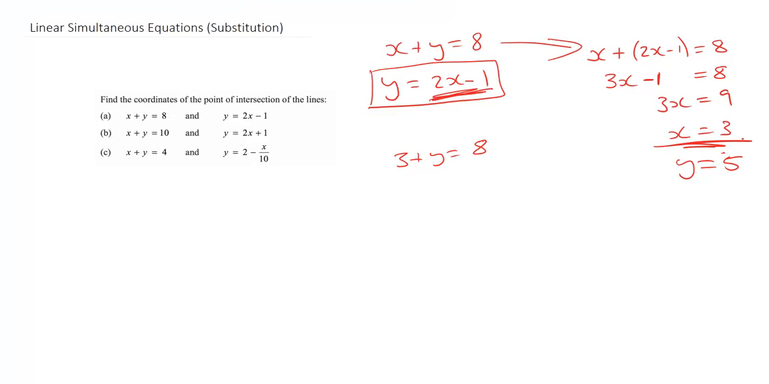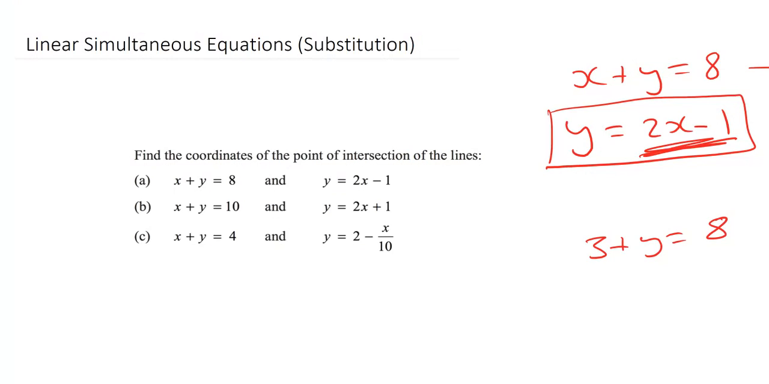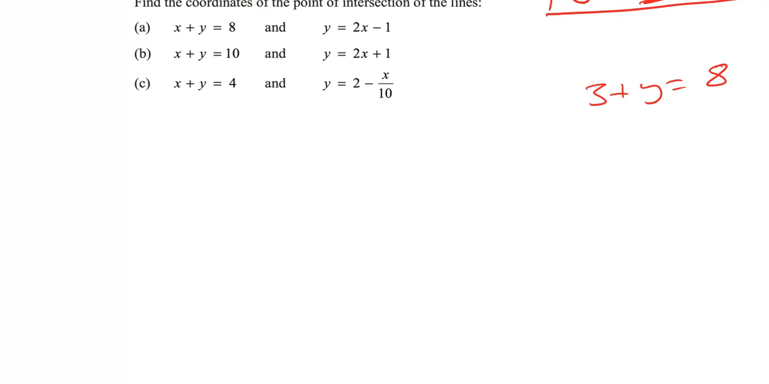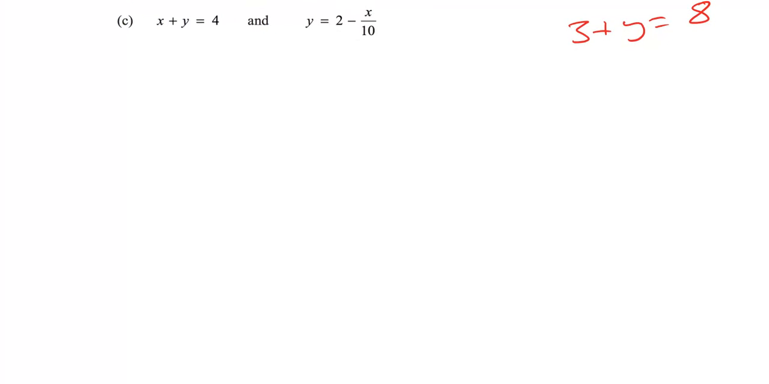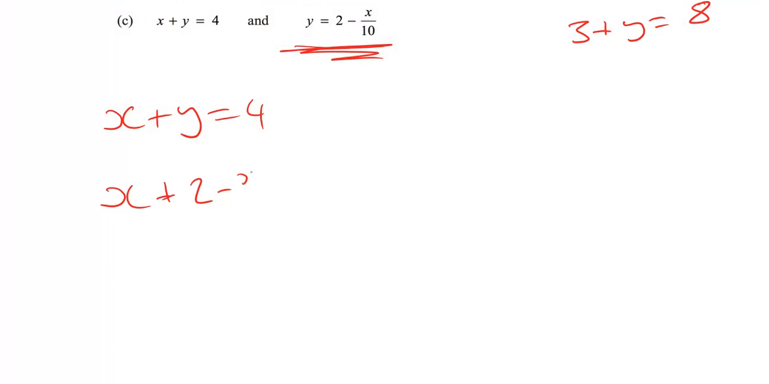Now, let's take a look at another one. Let's just make sure we reinforce this. Let's try C, okay? C looks quite complicated. We've got a different expression here, look, for y. So we'll start by writing that first one out, look. And then underneath it, every time I see a y, I'm going to write 2 minus x over 10. So x plus (2 minus x)/10 is going to be equal to 4.